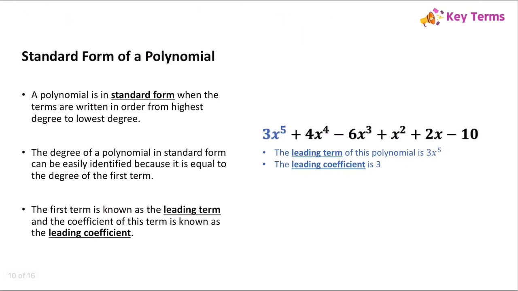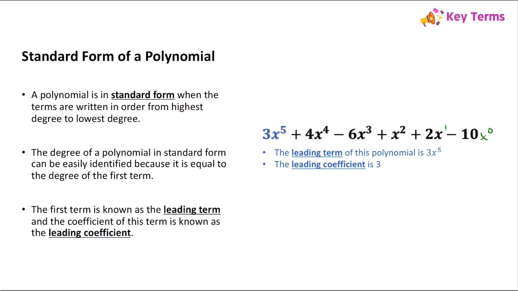So it's going to be very important that we write some of our polynomials in standard form. Our polynomial will be in standard form when the terms are written in order from highest degree to lowest degree. Okay, so notice that this polynomial right here is in standard form because I have this fifth degree term, fourth degree term, third degree, 2, and then remember this is a first degree term and this is a 0 degree. Okay, so my terms go in order 5, 4, 3, 2, 1, 0.